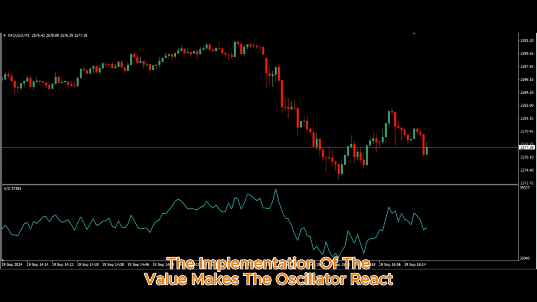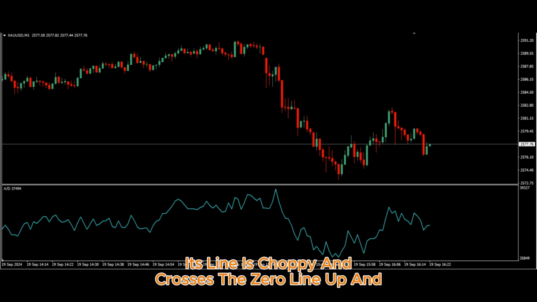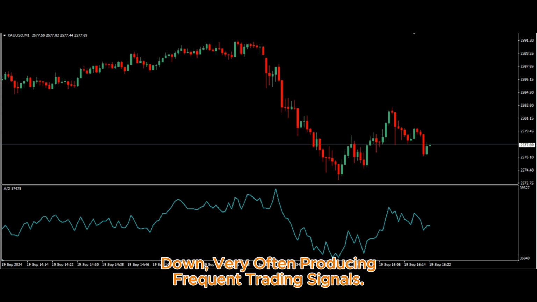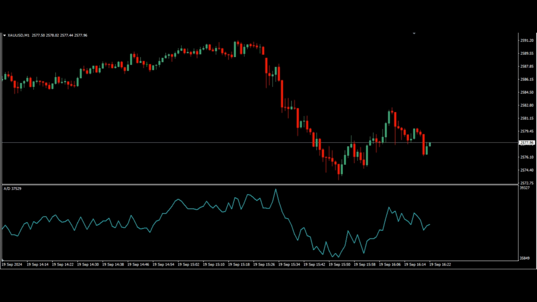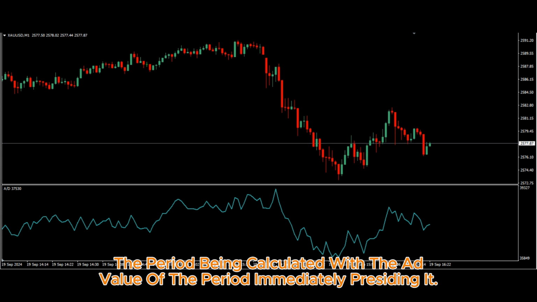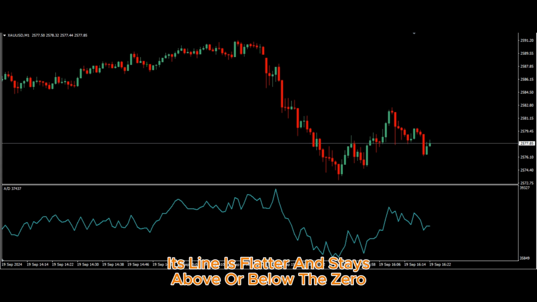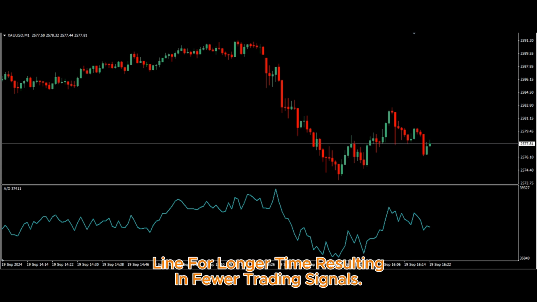Classic: the implementation of the value makes the oscillator react to accumulation or distribution pressure changes very fast. Its line is choppy and crosses the zero line up and down, very often producing frequent trading signals. Classic incremental: the implementation of the value results in incrementing the AD oscillator's value of the period being calculated with the AD value of the period immediately preceding it. Thus, the oscillator becomes smoother and reacts to the pressure changes much slower. Its line is flatter and stays above or below the zero line for a longer time, resulting in fewer trading signals.